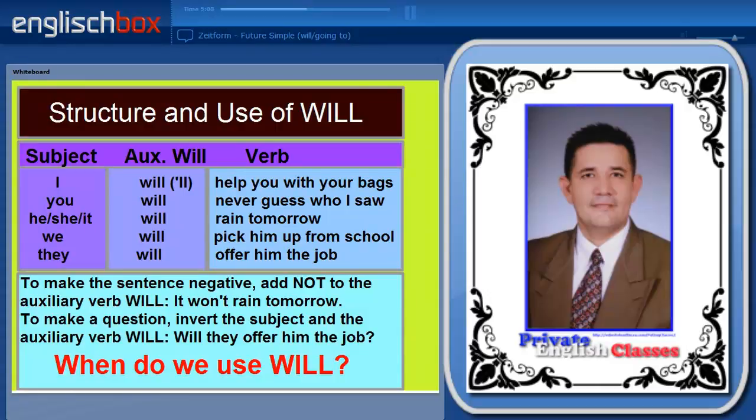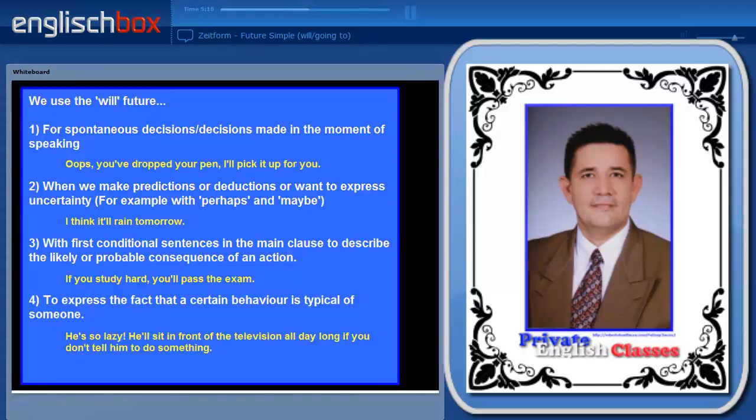Will it rain tomorrow? Will they offer him the job, for example? So that's the structure, but when do we use this form? Well, if we look at the next slide, we can see our answers to this question.